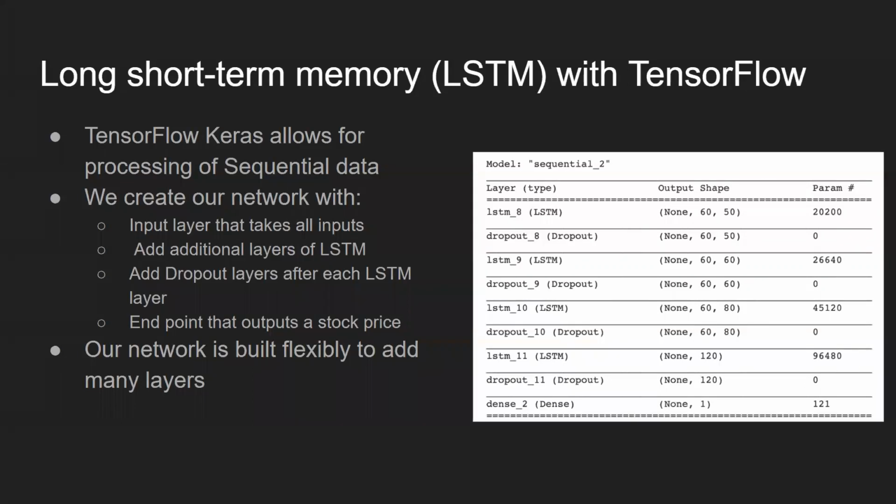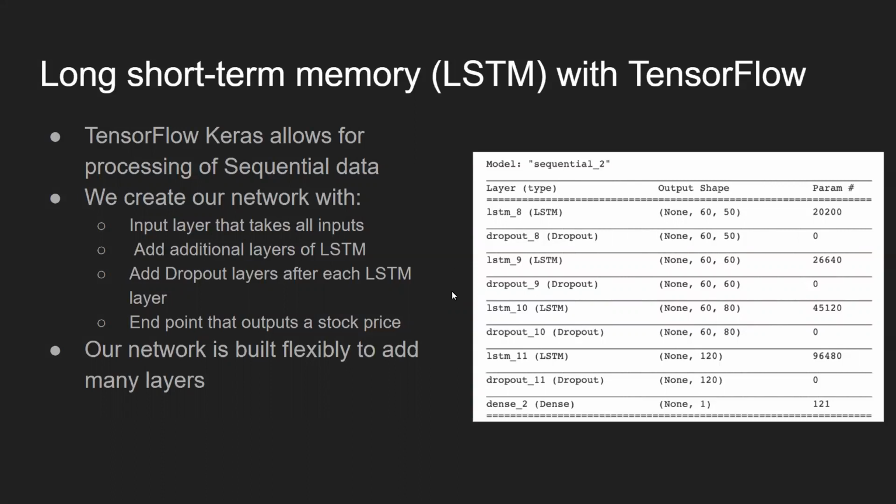We build our network with an input layer that initially takes in all of our inputs, and then we add dropout after each LSTM layer. The first LSTM will take in all the inputs from the stock data, and then the dropout will randomly take out nodes so that the neural network doesn't become too dependent on one node. We have additional layers with different numbers of units within each layer, and the dropout percentage for each can be different.